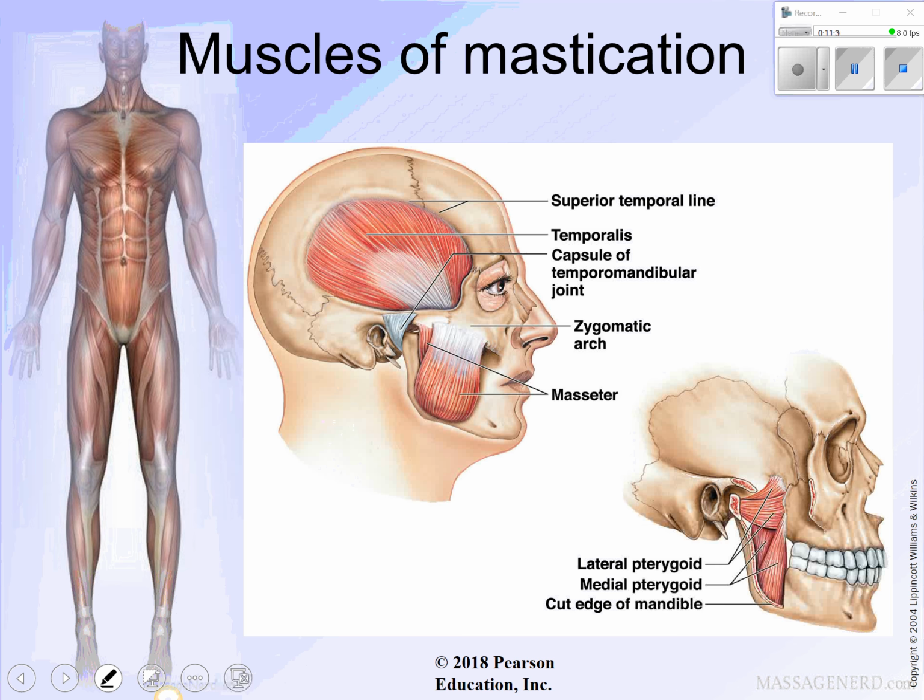So in this picture here, you can see that the main chewing muscle, which is the masseter, comes up here and attaches to that zygomatic arch. And you can see it come down here and attach to the ramus at a bit of an angle, of that mandibular bone.